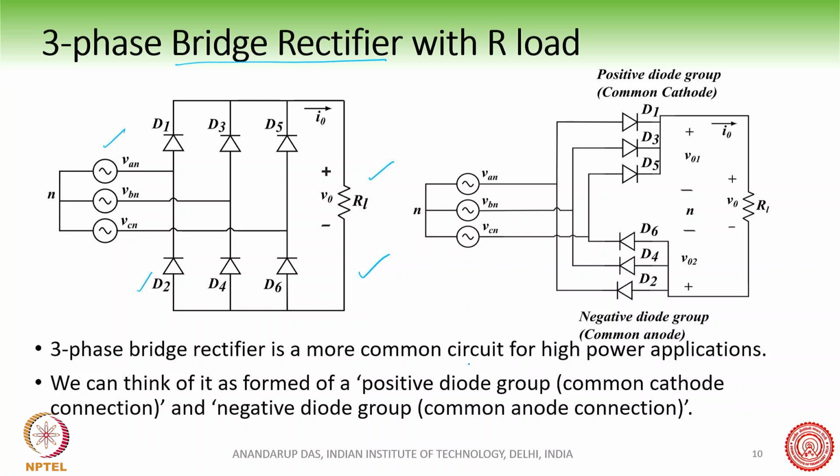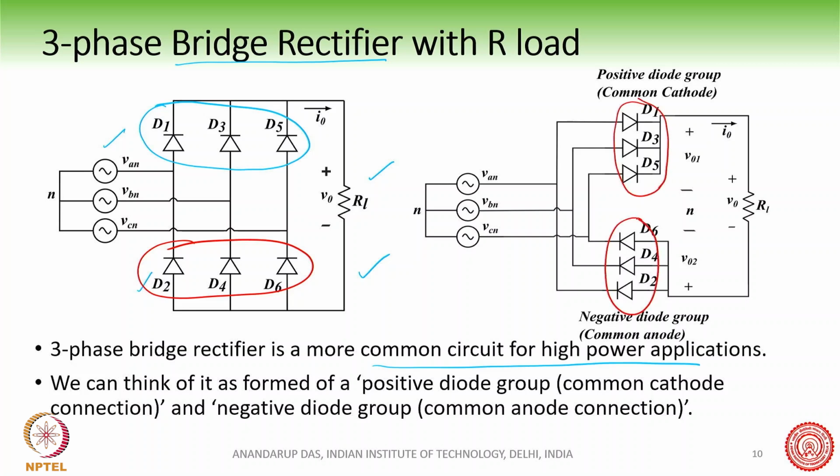So the three-phase bridge rectifier is a more common circuit for high power application. In this case, the way we analyze is that we can think of this thing as a positive group and this thing as a negative group. So there is a positive group here, you can see, and there is a negative group.